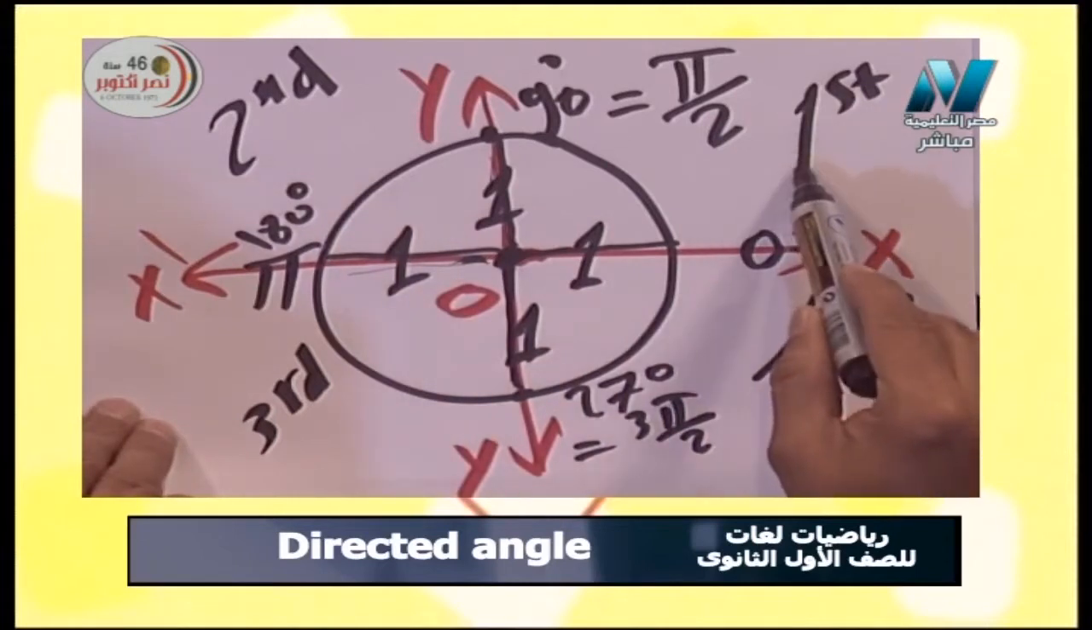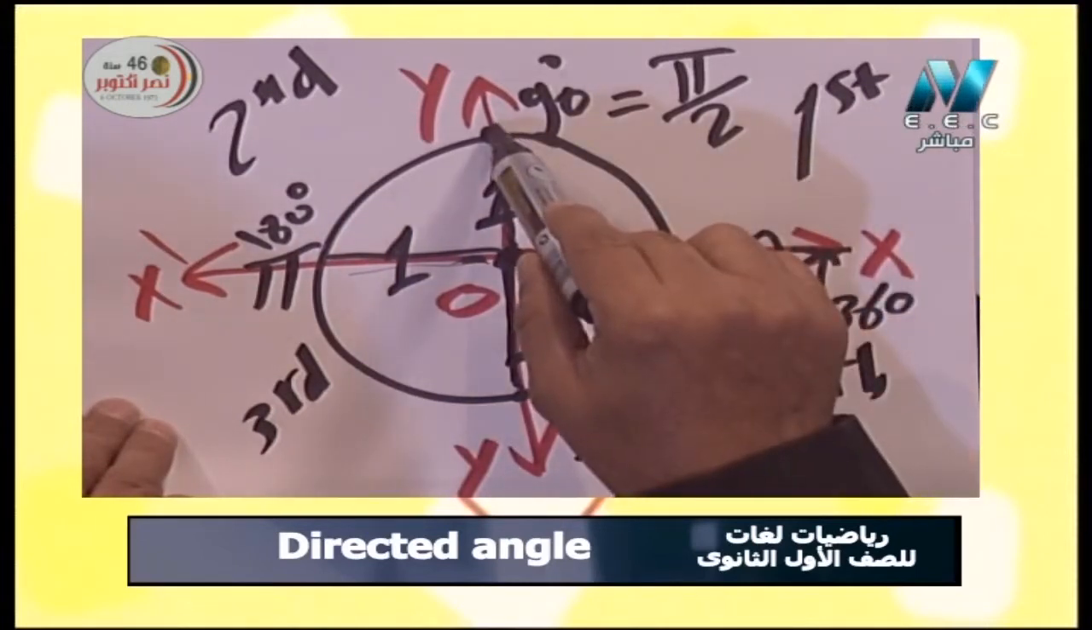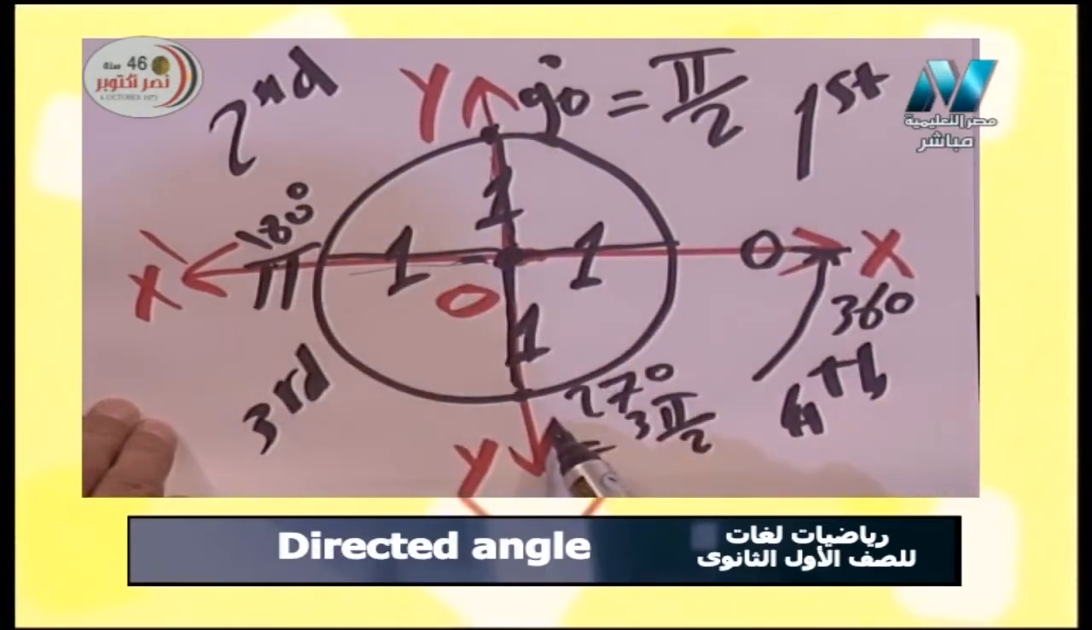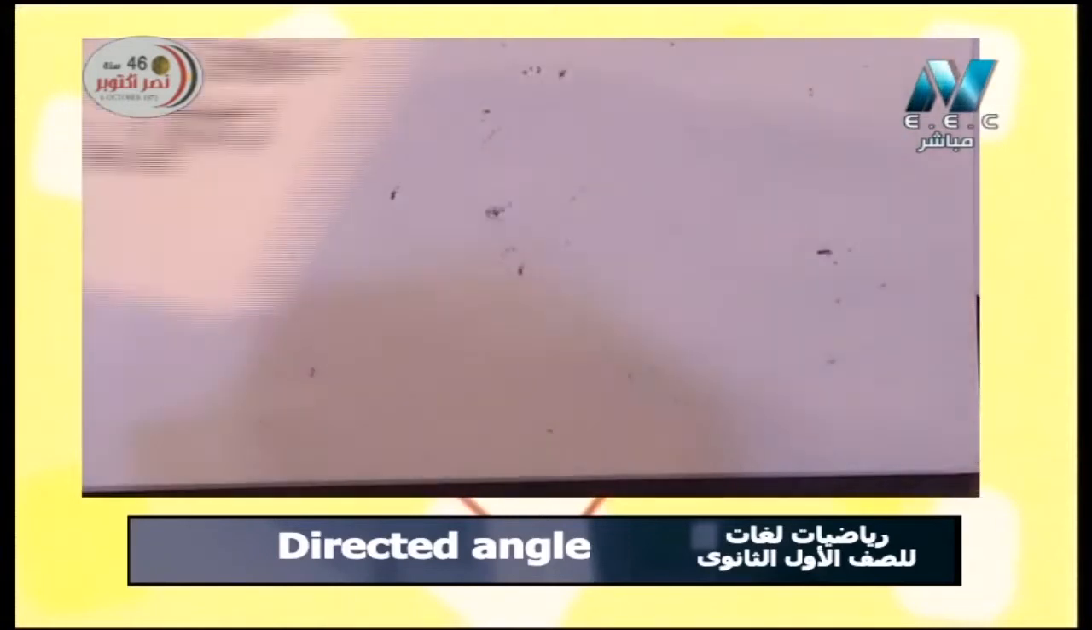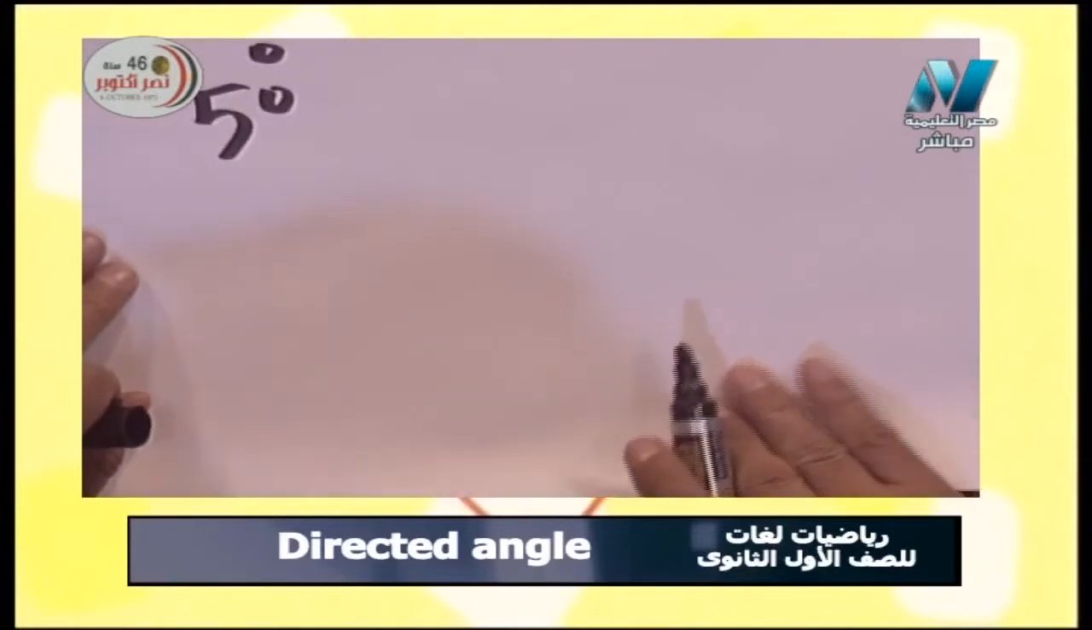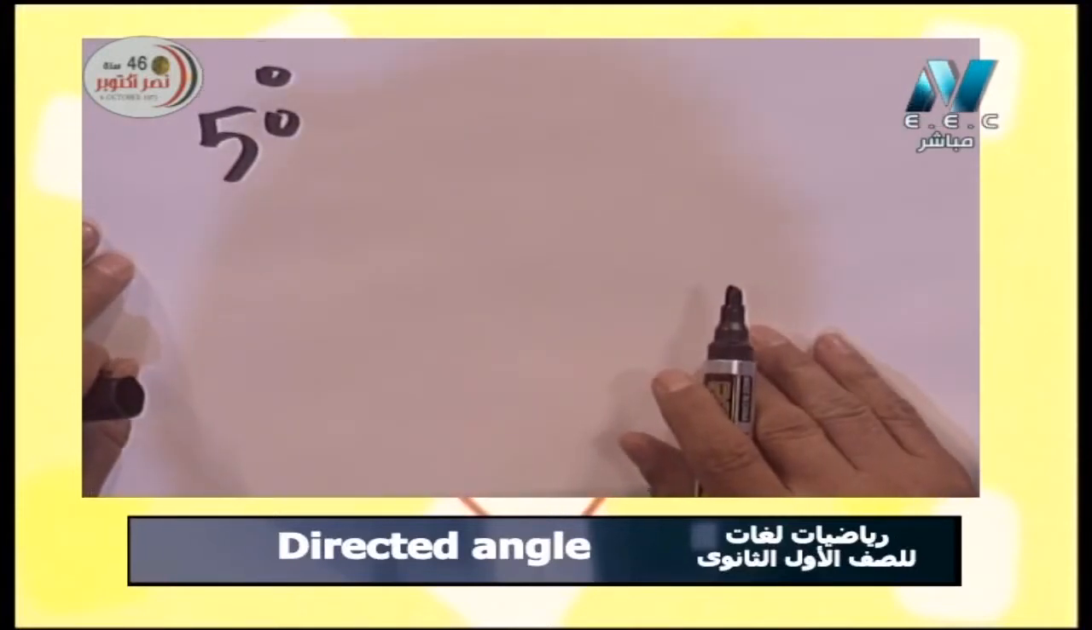We have here the first quadrant, which includes angles between 0 and 90, the second between 90 and 180, the third between 180 and 270, and the fourth between 270 and 360. If we have angles and we want to find out where they lie in the quadrants, say an angle of 50 degrees, does it lie in the first, second, third, or fourth quadrant?